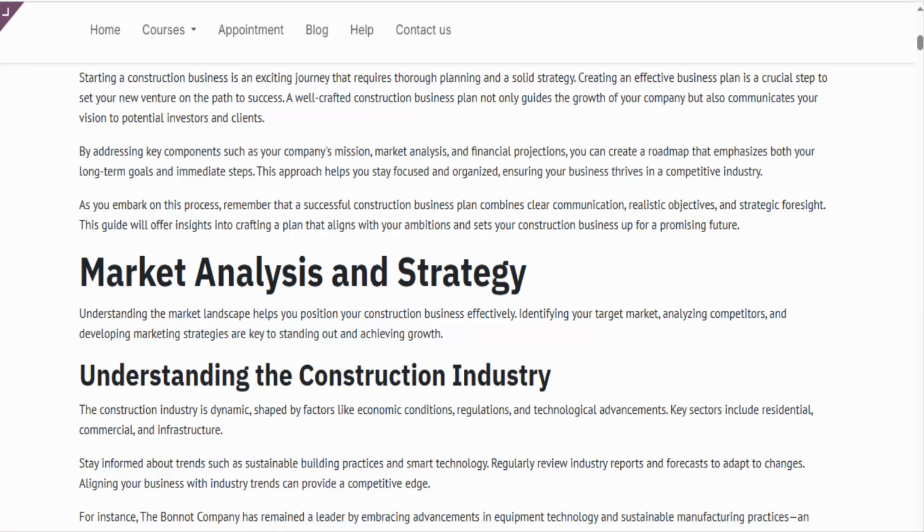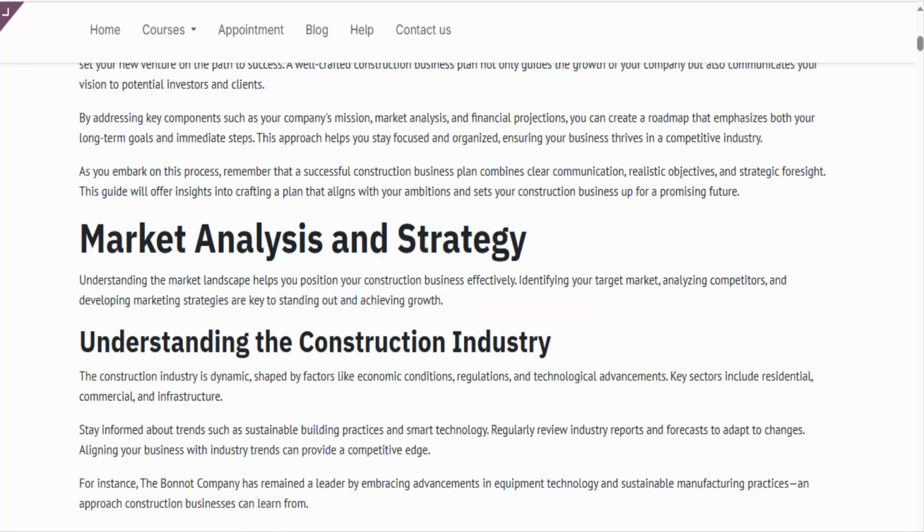As you embark on this process, remember that a successful construction business plan combines clear communication, realistic objectives, and strategic foresight. This guide will offer insights into crafting a plan that aligns with your ambitions and sets your construction business up for a promising future.